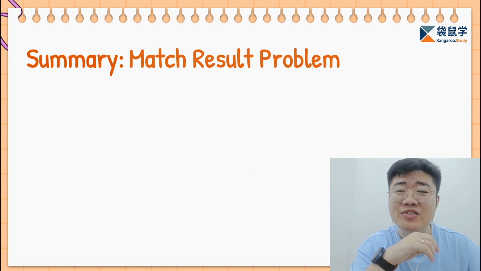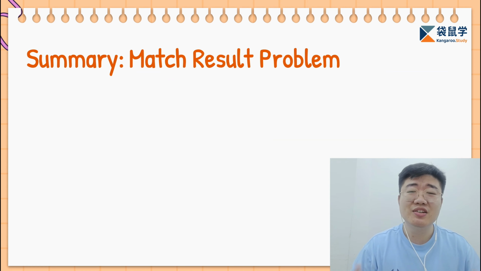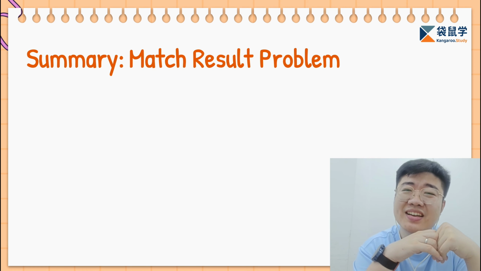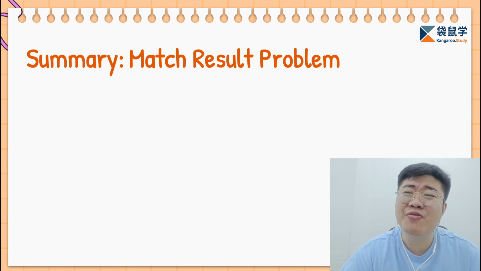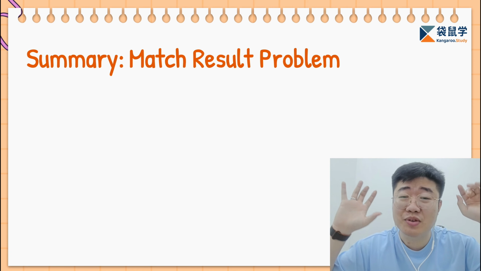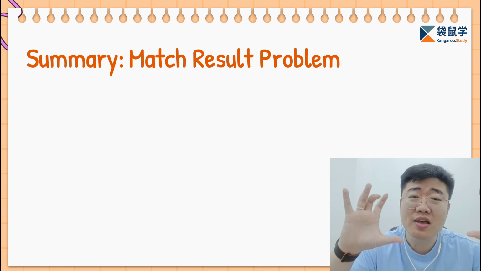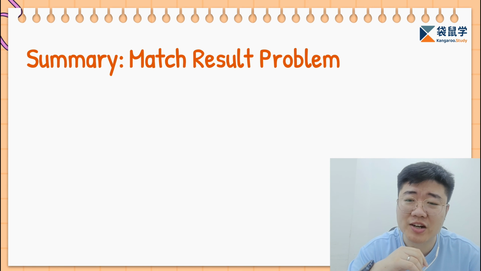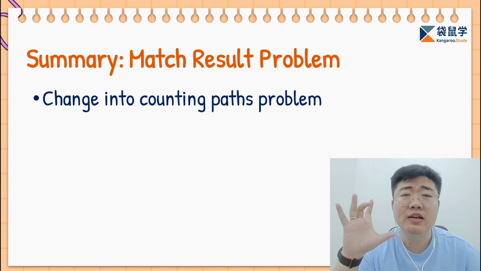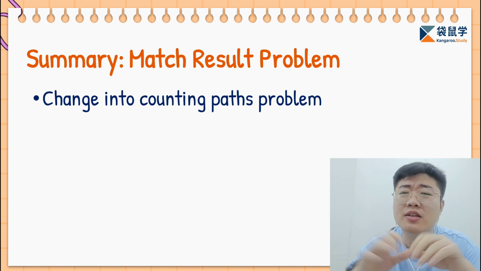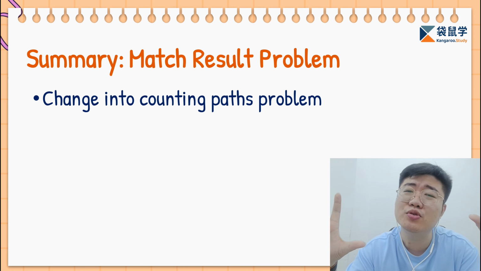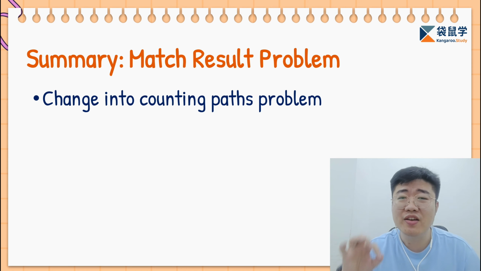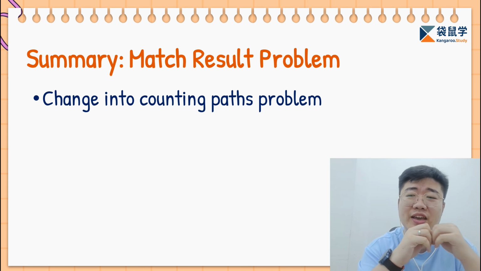Now, let's do the summary for this question. So we are dealing with the match result problem. What's the first thing we did? Wonderful! The first thing we did is we compare this to the counting paths question. So we convert it into a counting paths question. Then, what's the next thing we did? We can follow all the rules from the counting paths question. We label the 2 sides with 1. For each corner, we add the left and down together.